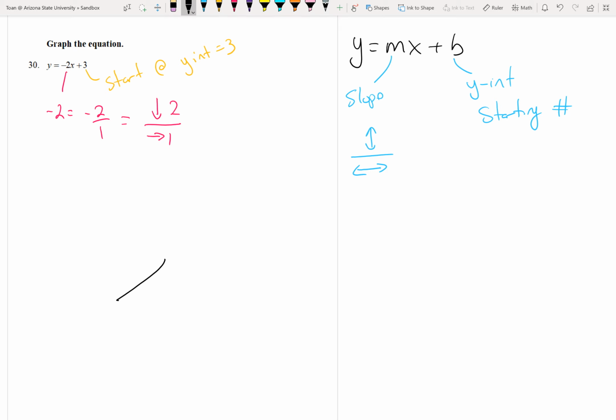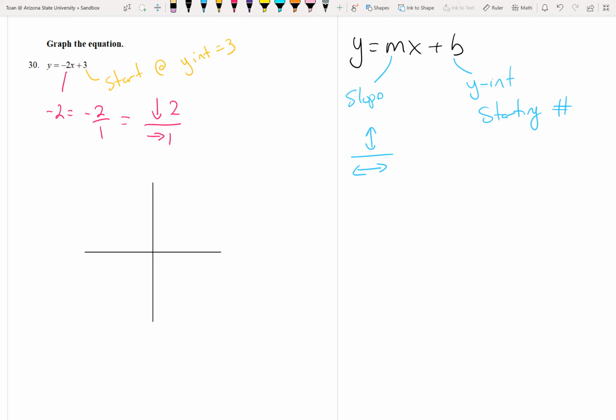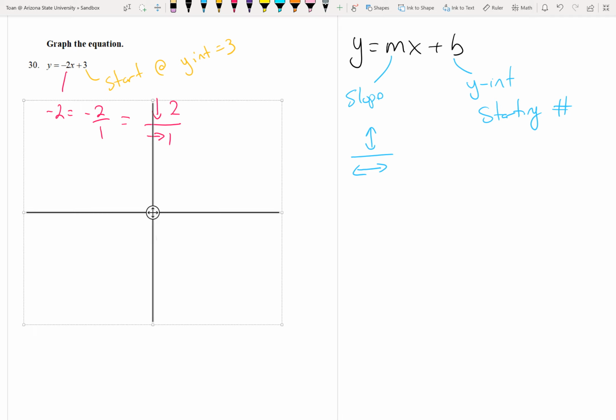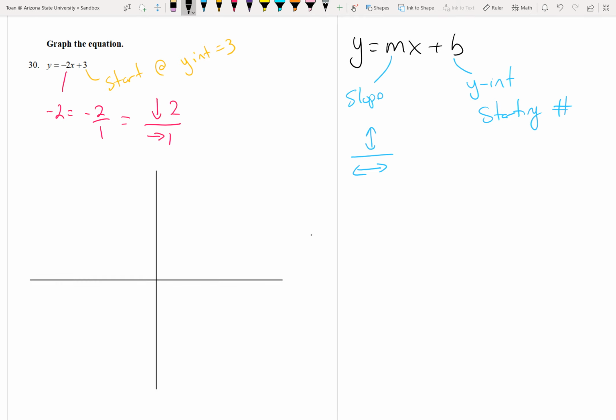So let's graph. So I'm going to make some tick marks here. I think on the test I printed out a coordinate plane for you. I guess I should have done that here in advance. So my starting y-intercept is 3, and a slope of -2 tells me to go down 2 and right 1. So there is my new point.